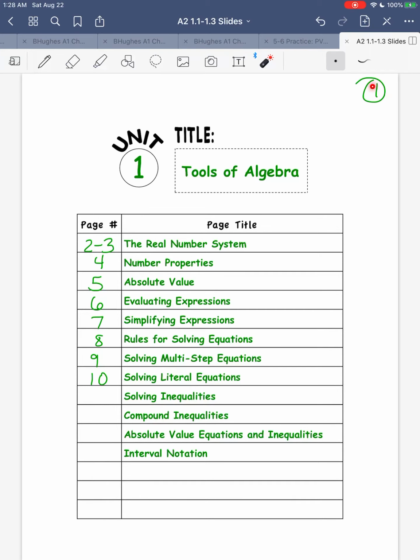You're also going to want to number your notebook, starting on that page 1, 2, and keep going. I would just do pages 1 through 16 so far because that's what we're going to be covering in this set of notes.